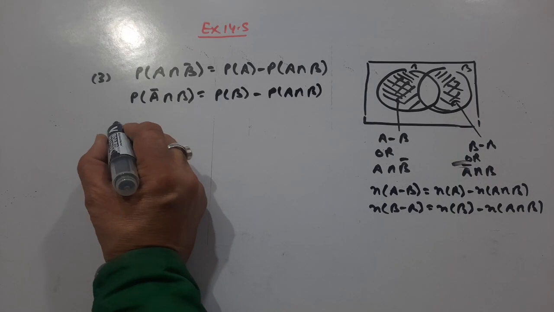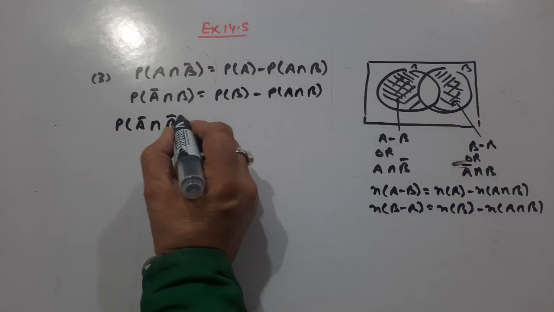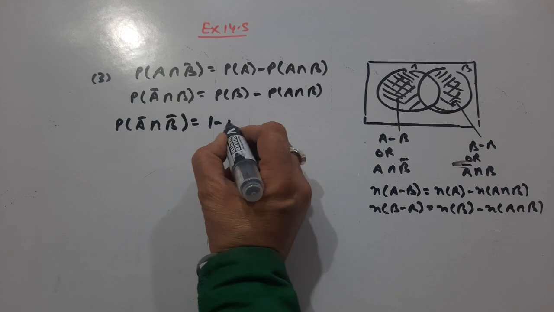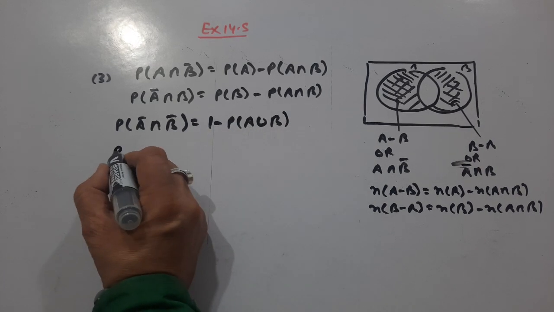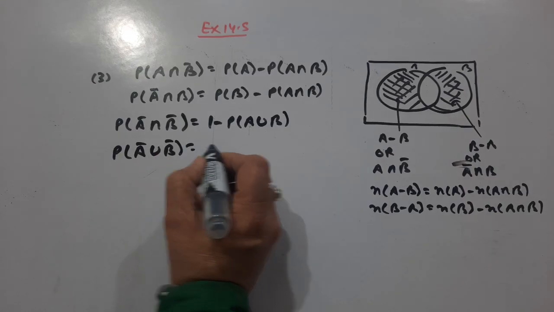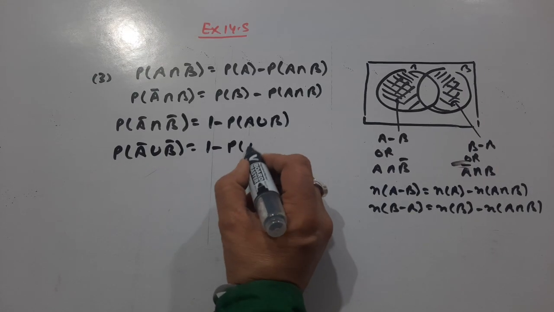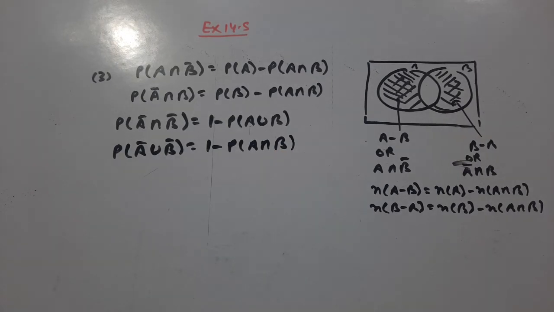Then we have, students, P of A bar intersection B bar. This is equal to 1 minus P of A union B, and P of A bar union B bar is equal to 1 minus P of A intersection B. Right students, so these are the points which we use in the questions of exercise 14.5. Now let us start the exercise.